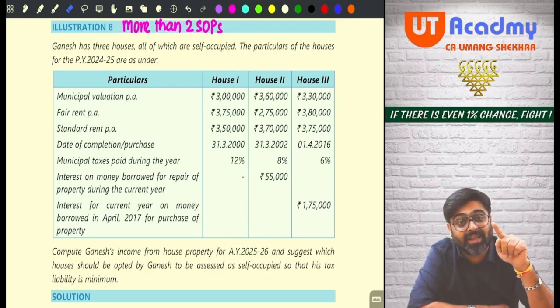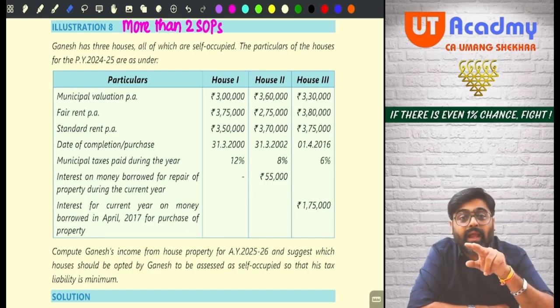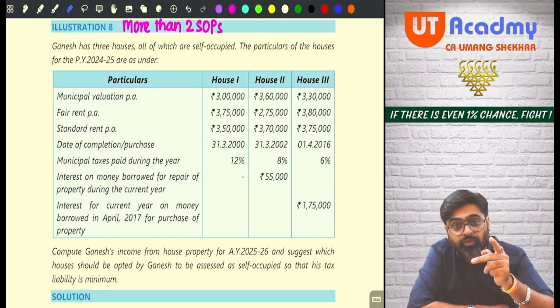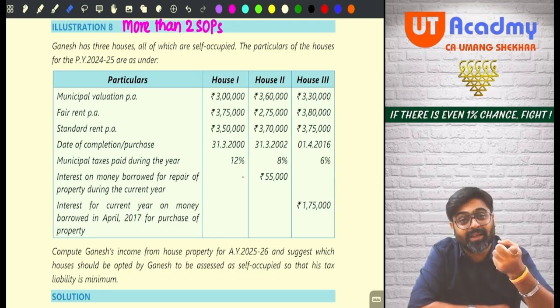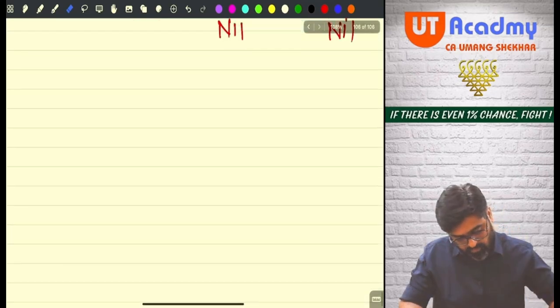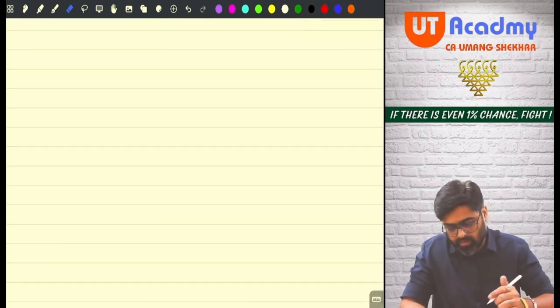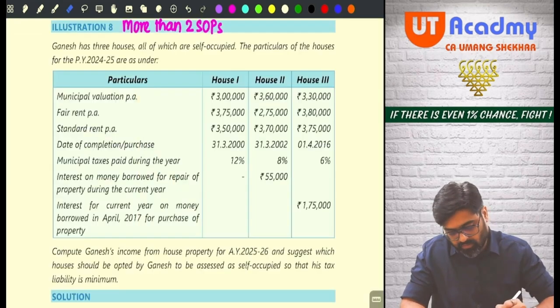1 and 2 SOP, then third will be DLOP. If you say 1 and 3 as SOP, then 2 will become DLOP. And if you say 2 and 3 SOP, then 1 will become DLOP. Now you'll have to make three calculations. You have three houses. Okay. First I'll read the question. Okay.